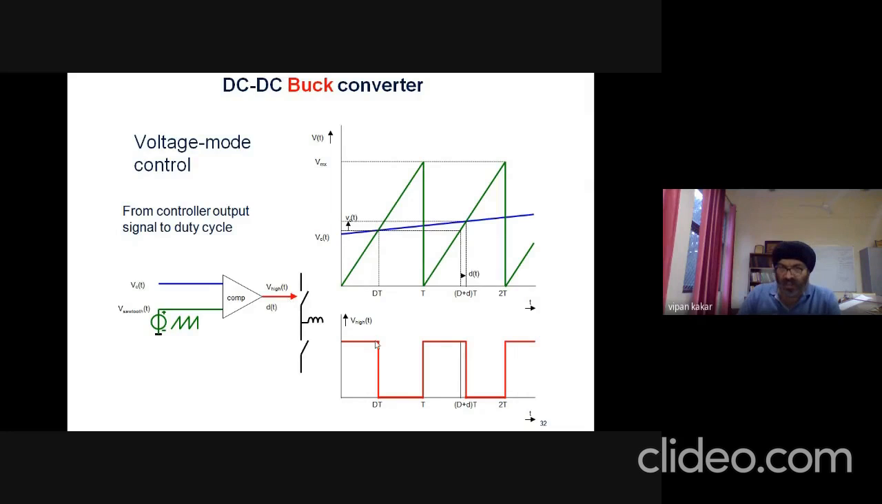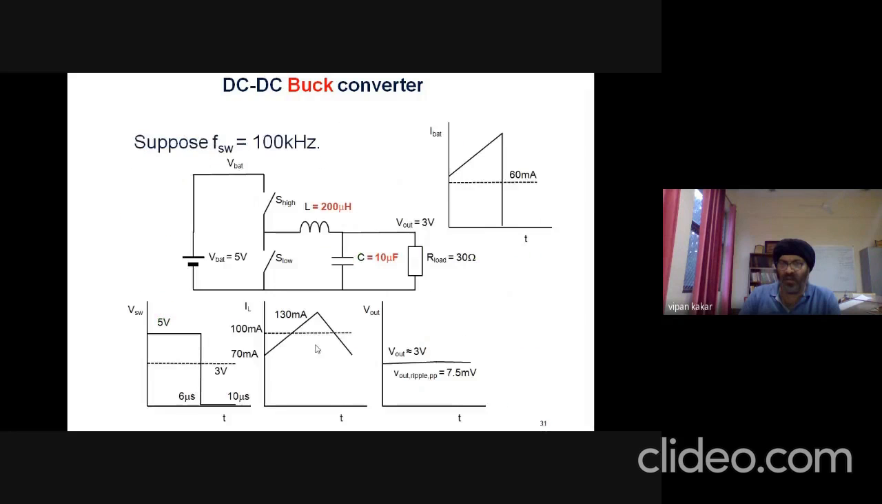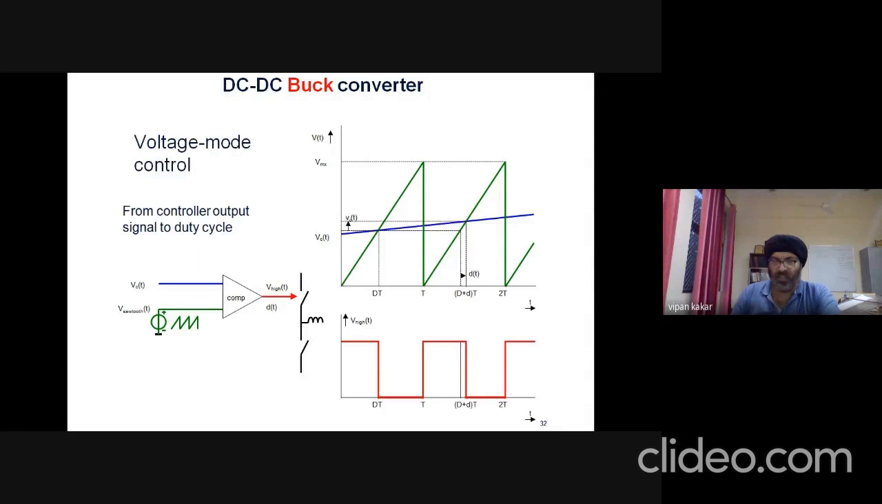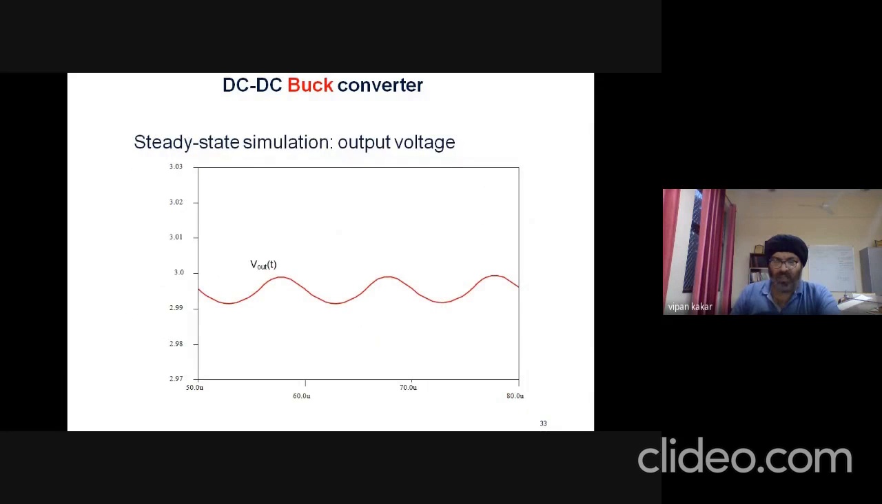And now this V high, the signal generated from this comparator, is given to these two switches, S high and S low. So these pulses are now used for switching on and off of these two switches, S high and S low, alternatively. And based on that, we can get this output in rippled form.